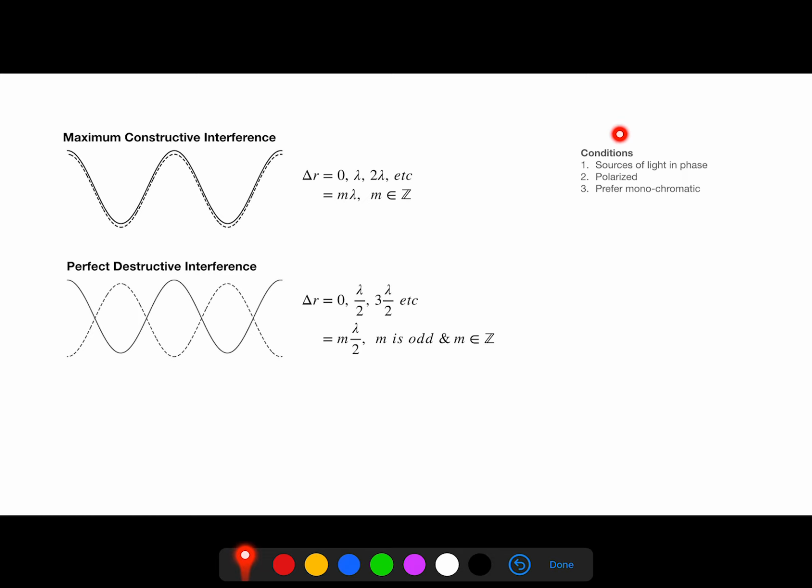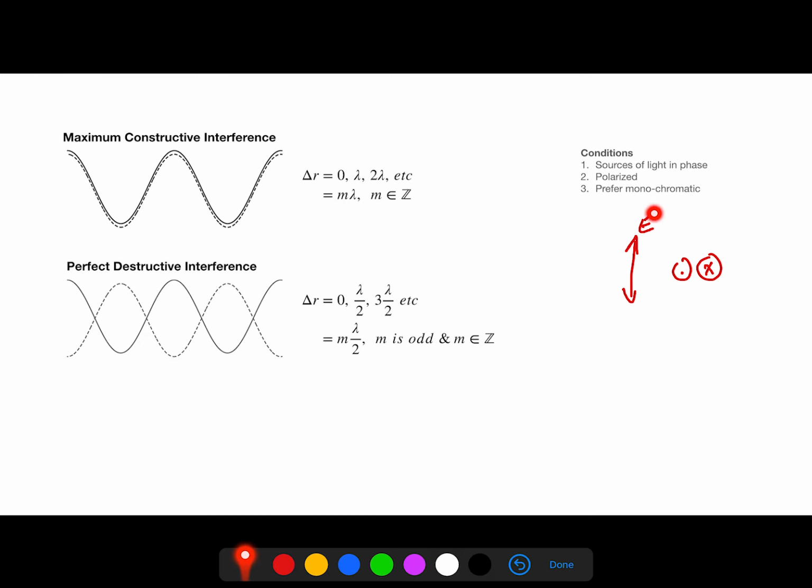There's a couple conditions we want to keep in mind. The first is that we want the sources of light to be in phase, meaning we want them both to be emitting light at the same time in the same way. We want the sources of light to be polarized. What does this mean? It means that we want their electric fields both going up and down. If one of their electric fields is going up and down, but the other electric field is going in and out, those can't add up to nothing.